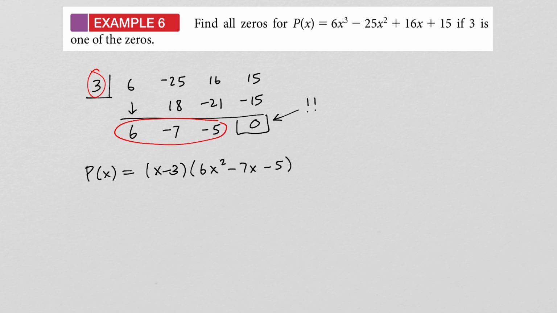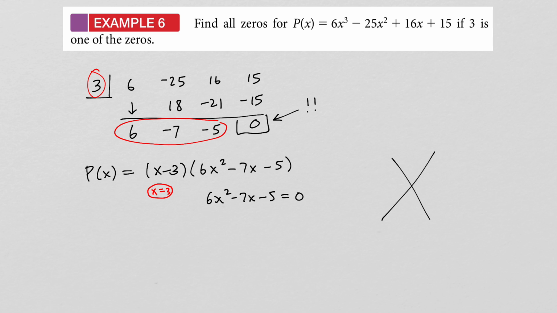So now to solve for the other zeros, we're going to do the same thing that we did in the last problem. So again, we know x equals 3 is one of the zeros, right? That comes from here. But now I'm going to set this equal to 0. So 6x squared minus 7x minus 5 equals 0. You could try solving this by factoring, right?